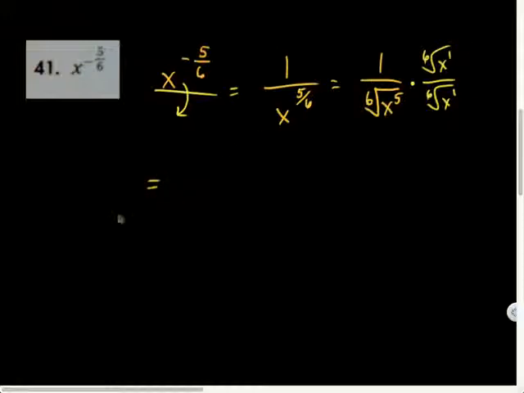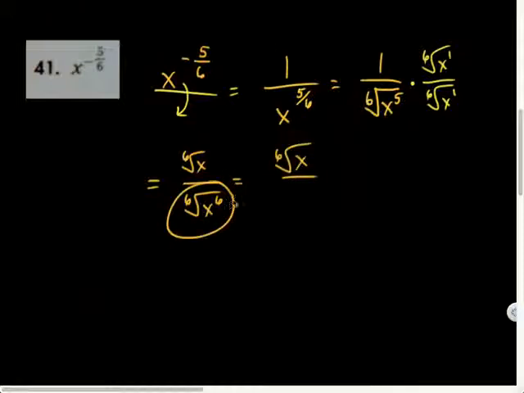So 1 times the 6th root of x is the 6th root of x, over the 6th root of x to the 5th, times the 6th root of x to the 1st. You add the exponents. And what's this going to be? X. And technically it'd be absolute value of x, but we're ignoring the signs of x for now. We're just pretending they're all not negative.